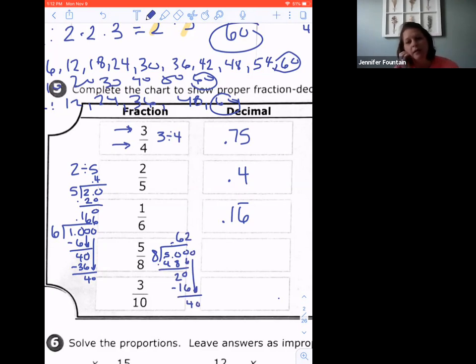So when I'm working on these, I want to keep dividing until it terminates or until it repeats. Now I can see that 8 will go into 40 5 times. I'm done. And so this is going to be 0.625. And then 3/10 is going to be the same as 0.3. And that's where we look at our tenths place, where your 3 is. But again, you could divide it out if you needed to.